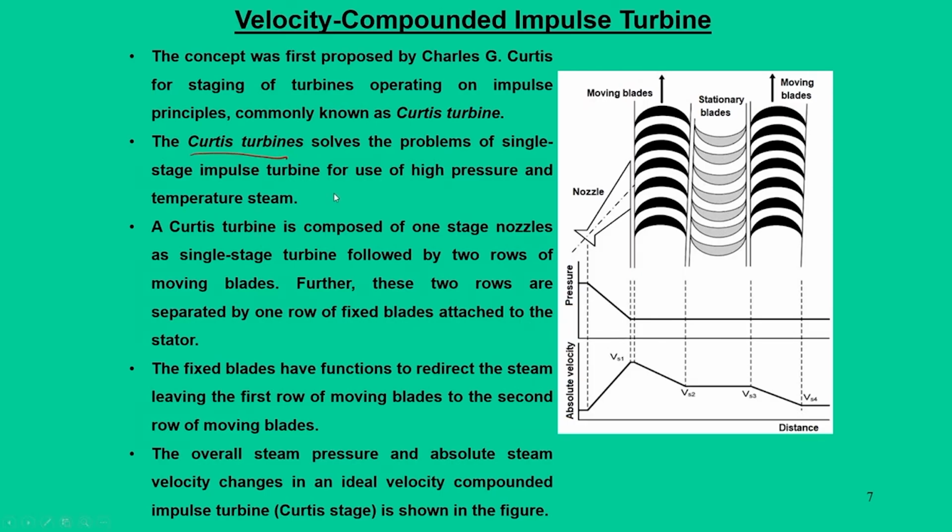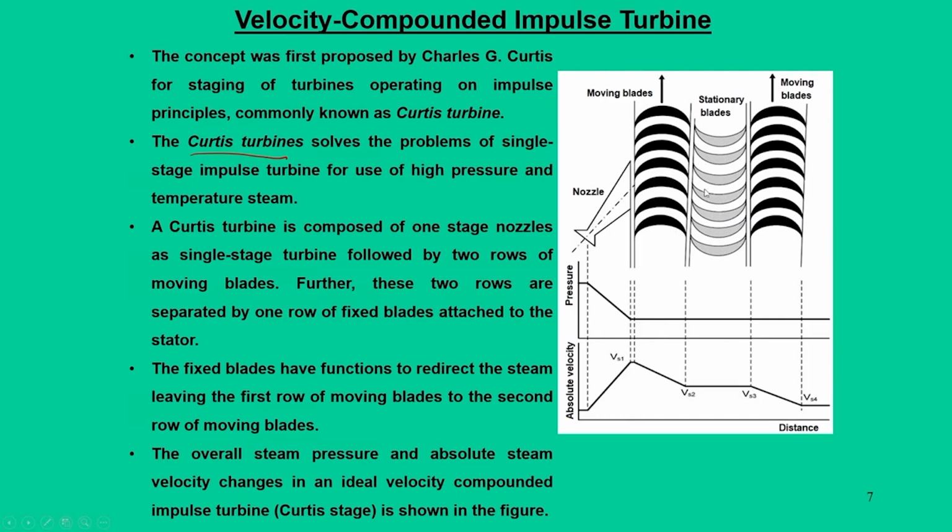So, what he says is that we can have a Curtis turbine, which is composed of one stage of nozzle as a single stage turbine followed by two rows of moving blades. So, the arrangement looks like this: there are two rows of moving blades with one set of stationary blades. The alignment is such that the main philosophy is that when the fluid passes the blades, we can reduce the velocity as low as possible.